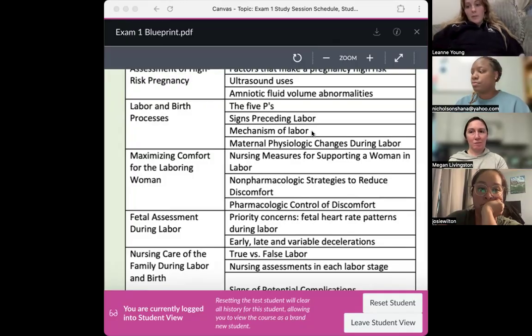Oligohydramnios, when they have too little fluid, typically is intrauterine growth restriction, is what we can see with that.